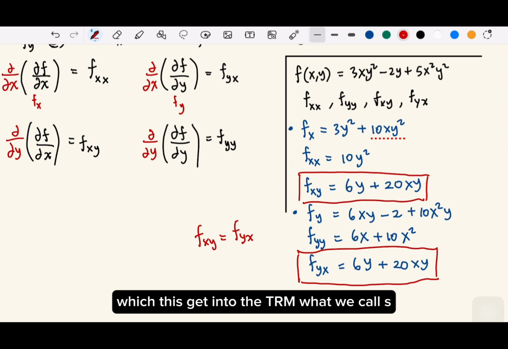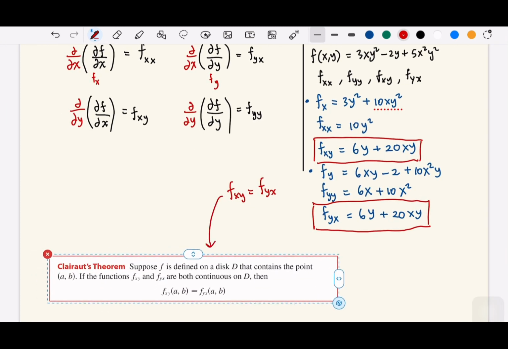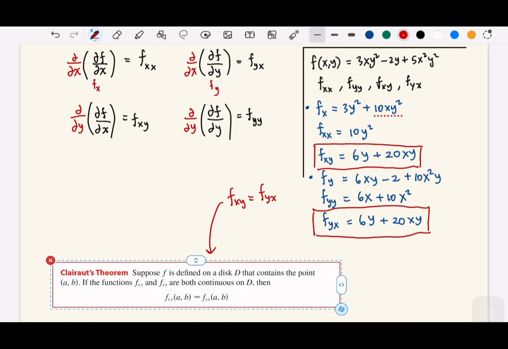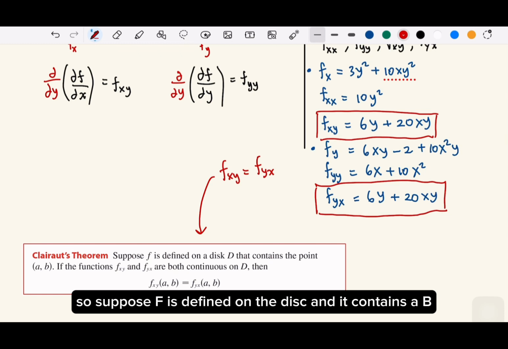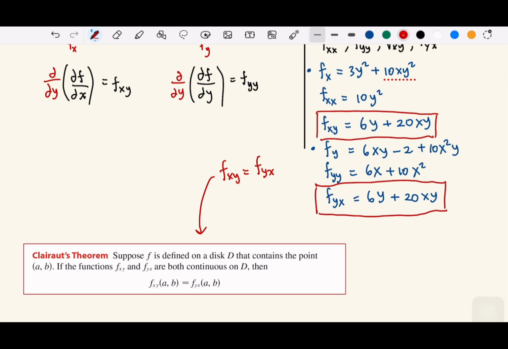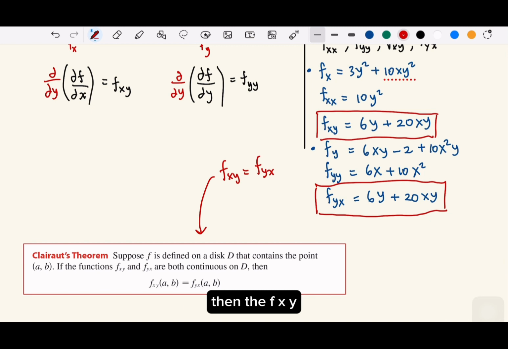Which gets into the theorem that we call the Clairaut theorem. Suppose f is defined on a disk that contains (a, b), and if these two second partial derivative functions are continuous, then f xy at that point equals f yx at that point.